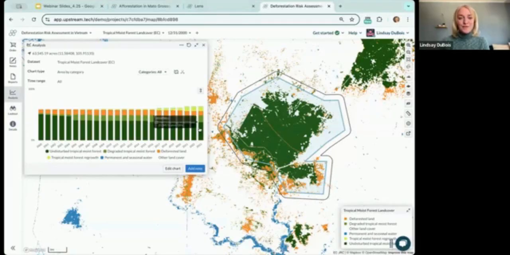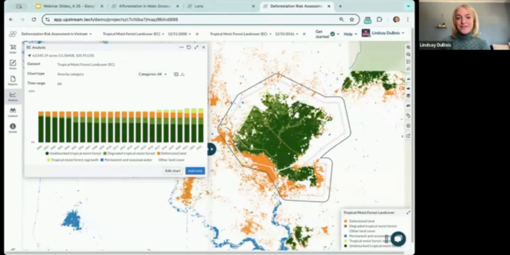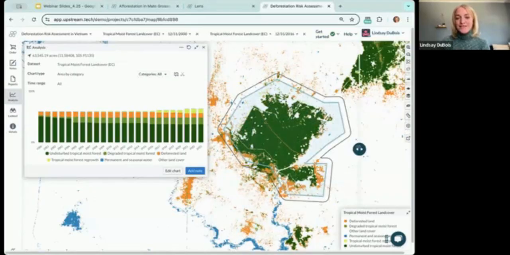If I click on one of the newer data sets, or let's say we're looking at this in 2016, we can see before versus after. And you can see how that light orange degraded tropical forest has unfortunately been taking over. We've seen more deforestation down here.